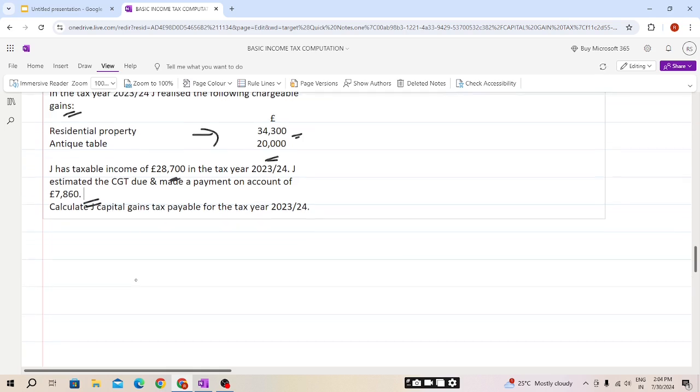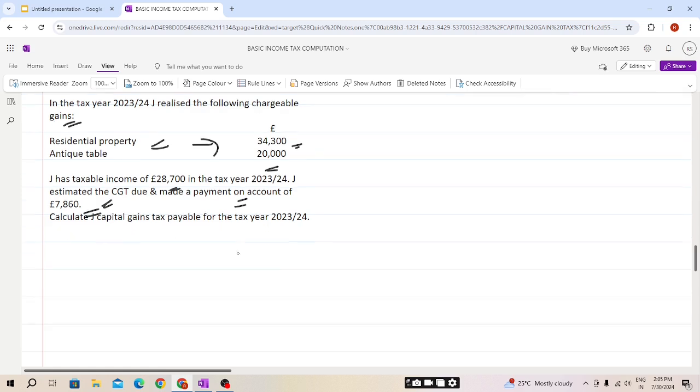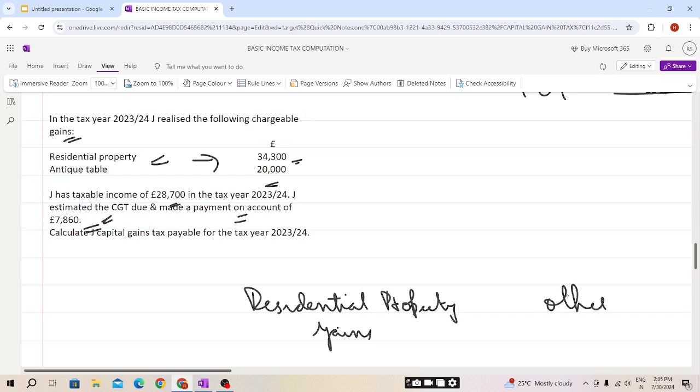So now, as we have seen the format, and directly we have a residential property, we need to pay the payment within 60 days, but they have already done the calculation and given the payment on account, no issue. Now we will do the annual calculation. Calculate J's capital gains tax payable for the tax year 23-24. So students, we have seen we have two types of gain. So first we will write the residential property gains and other gains.